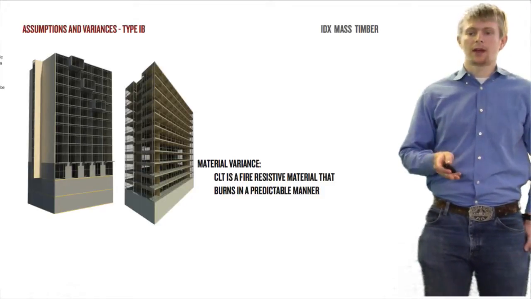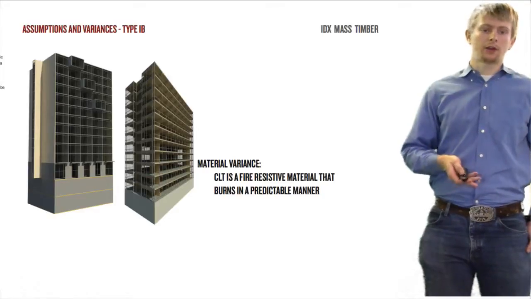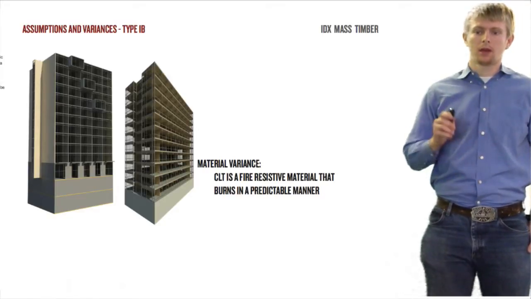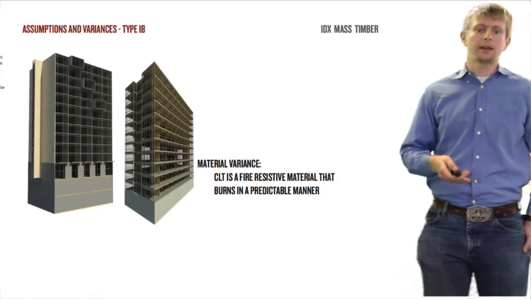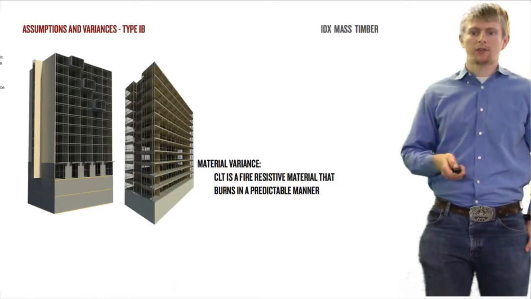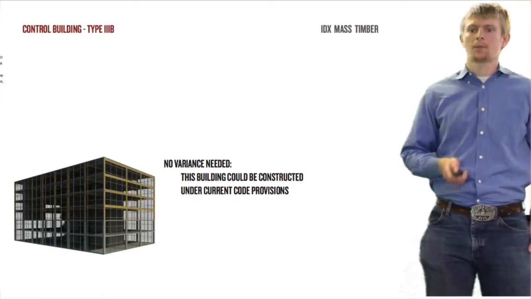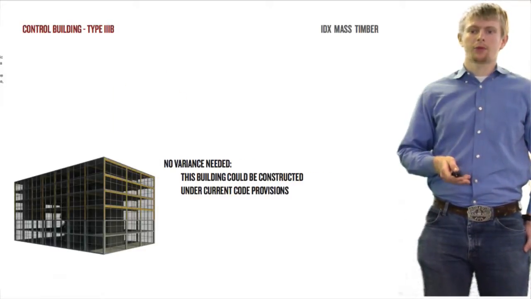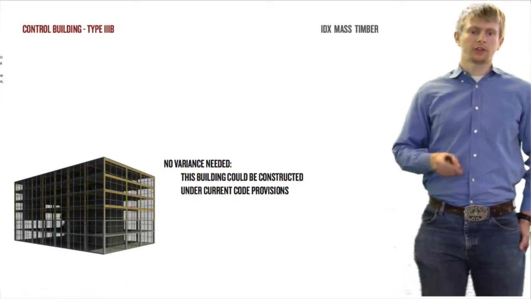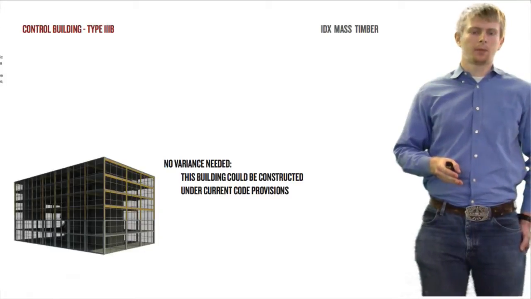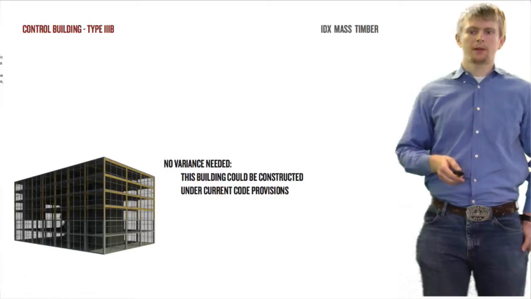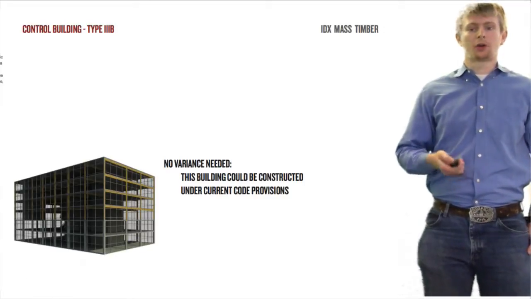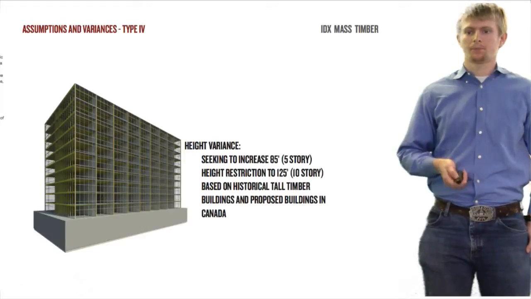And the variance that we're asking for is that CLT is currently not allowed in type 1B construction. However, we believe that due to the difficulty in getting CLT to ignite, that it has a very good chance of being accepted. Then we want to look at type 3B buildings. This one we actually did not ask for a variance. We wanted to have one building that could be constructed as is with the drawing sets that we made. And so this one could be constructed tomorrow if needed.